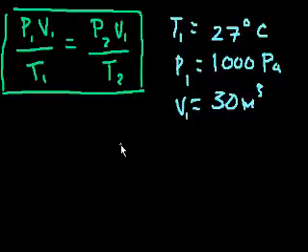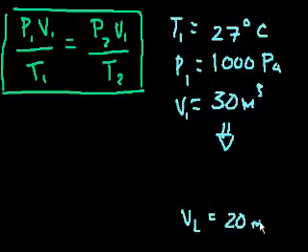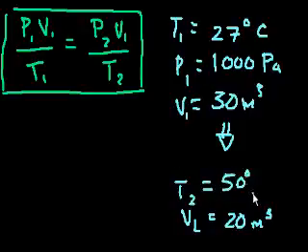And then it says the volume is decreased. So then we go to this state where my new volume is going to be 20 meters cubed. The new temperature has increased, so the new temperature is now 50 degrees Celsius. And they want to know what my new pressure is.